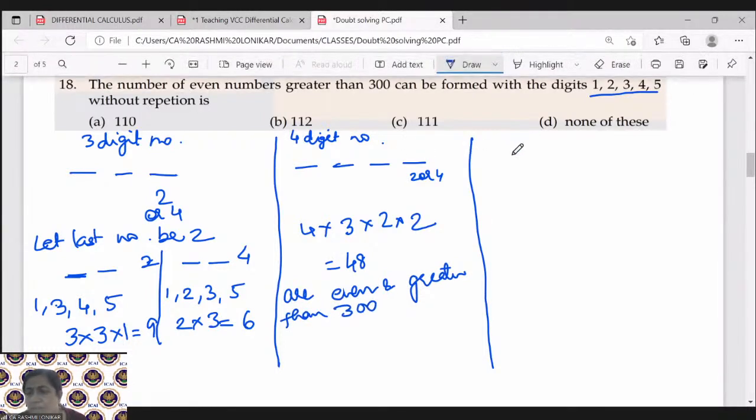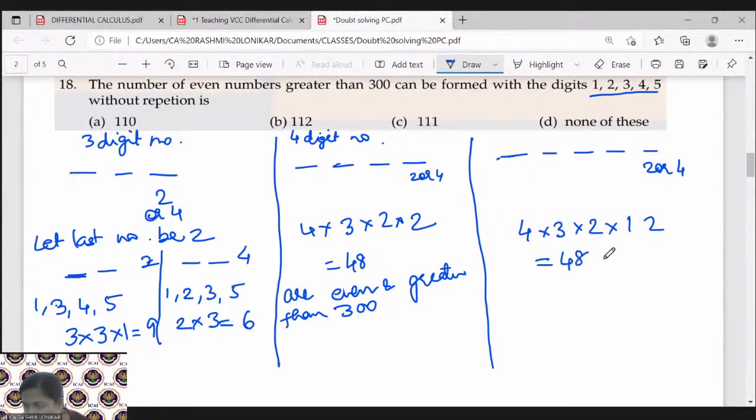Okay. Similarly, for 5-digit numbers 1, 2, 3, 4, 5. What will be the last number? 2 or 4? So I have a choice. So there are 2 numbers I can choose from. In the first position, 1 number is already gone. So how many do I have? 4, then 3, then 2, and then 1. So this is again how much? This is also equal to 48. So I will just add them up. So this will be 9 plus 6 plus 48 plus 48. How much is this?